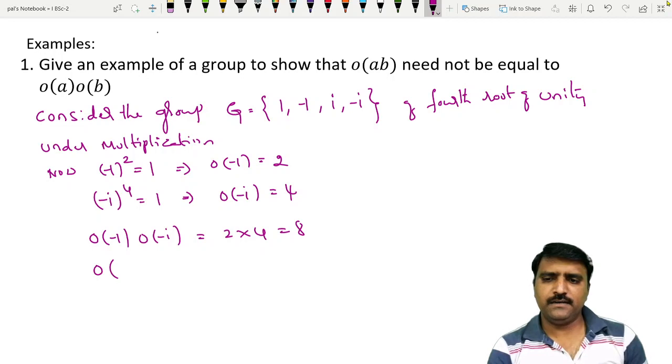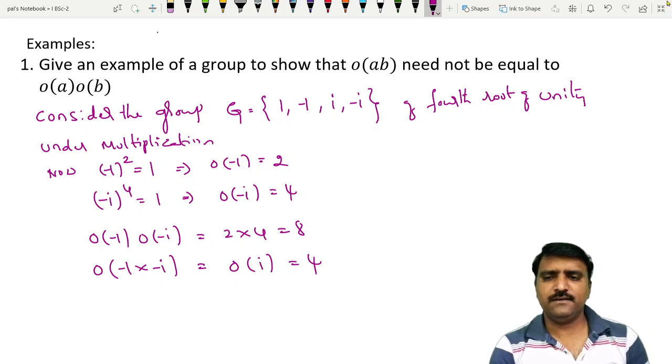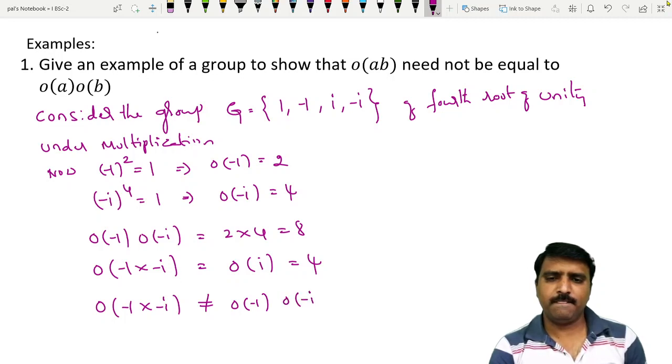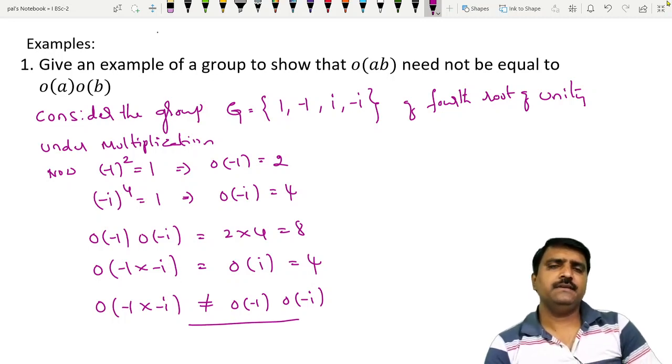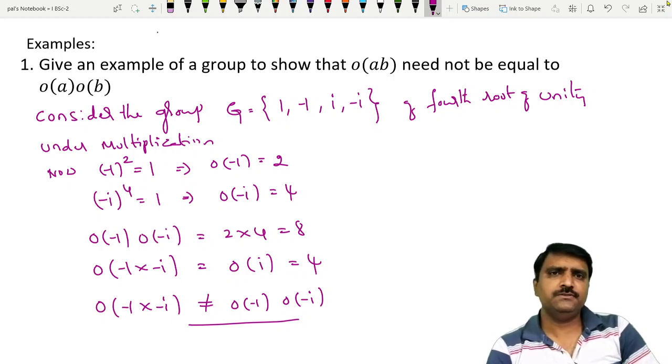And you take order of minus 1 into minus I. What does it give? Minus 1 into minus I is plus I. So what is the order of I? Order of I is 4. So these two do not match. That is, order of minus 1 into minus I is not equal to order of minus 1 into order of minus I. So generally this is not true. Generally order of AB is not equal to order of A into order of B.